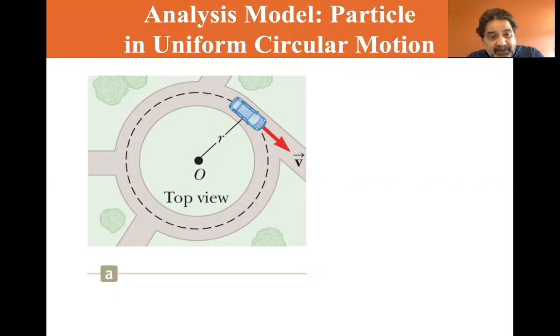Most roundabouts that I see actually go counterclockwise, but that's okay. We'll take this car going clockwise at a constant velocity. The little red arrow indicates its velocity, and it's basically going around in circles.